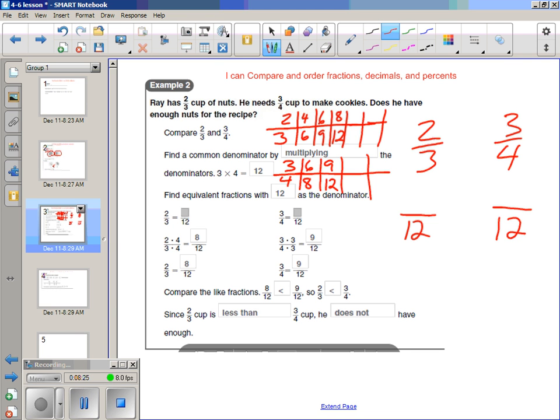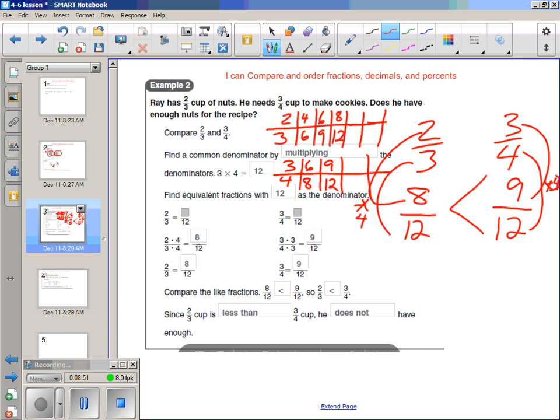Okay? So in other words, we're saying 2/3 is 8/12. Would everybody agree with that? Yeah, because we multiply by 4, and 2 times 4 is 8. Then over here, we say that 3/4 is 9/12 because we multiply by 4 here, and we do it on the top. Oh, sorry, by 3, and we get 9.